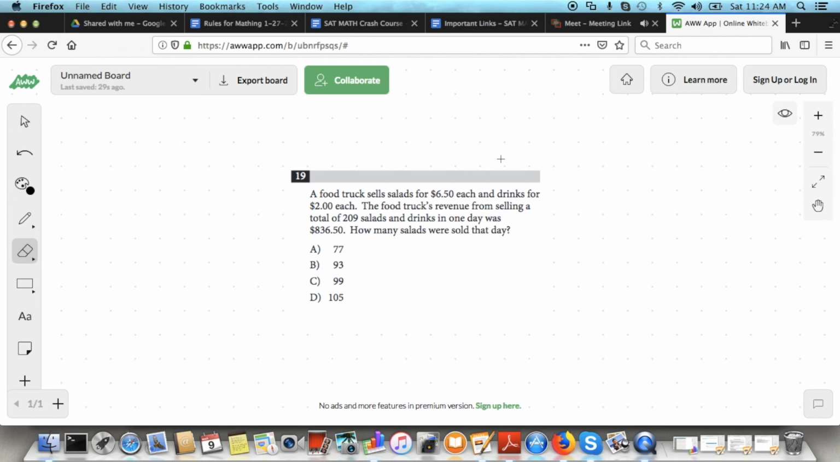Okay. This is supposed to be a systems of equations question. Is that clear, guys? You've done systems of equations, right? You've got two variables and two equations. They kind of want you to set it up like $6.50 times the value for S plus $2 times the value for D equals $836.50. Is that familiar at all to some people?